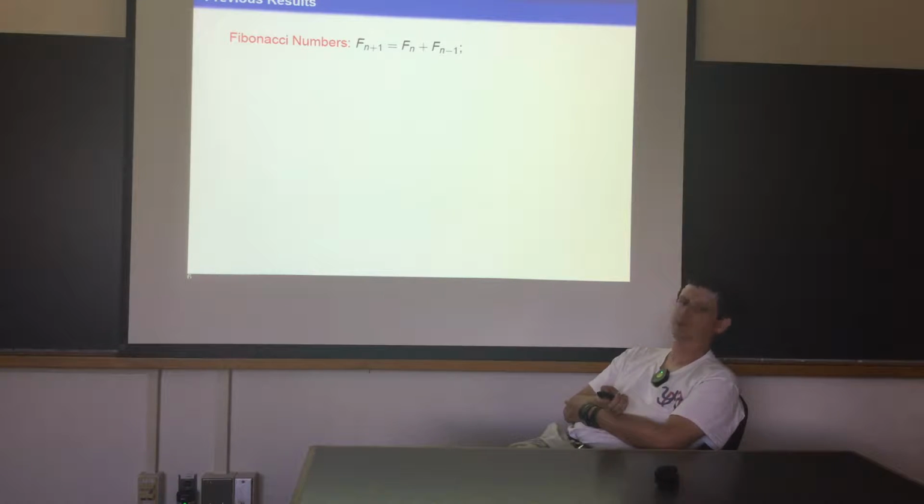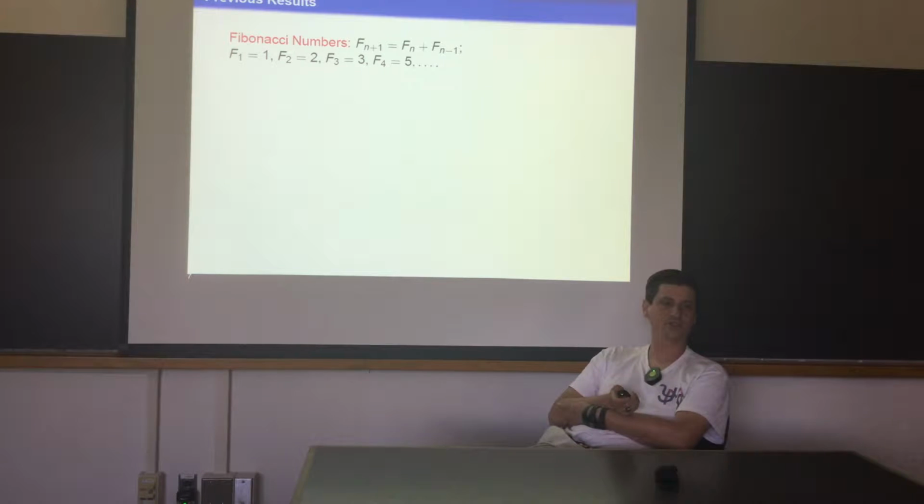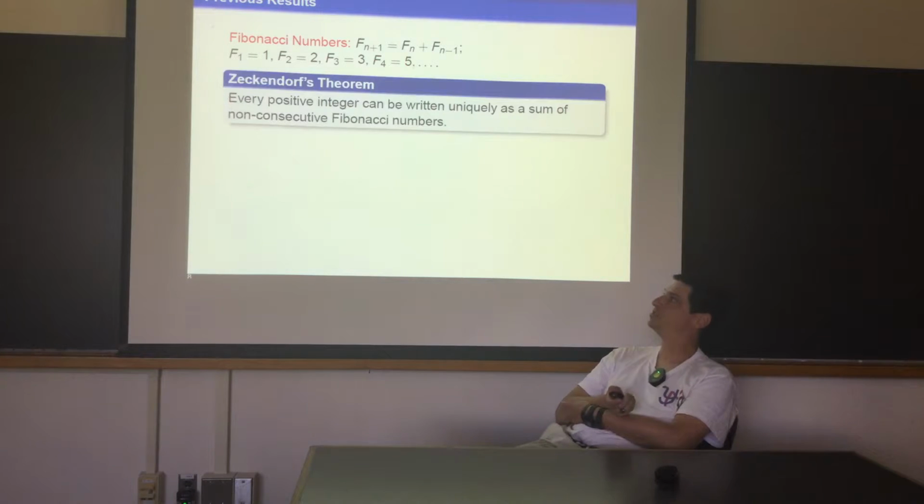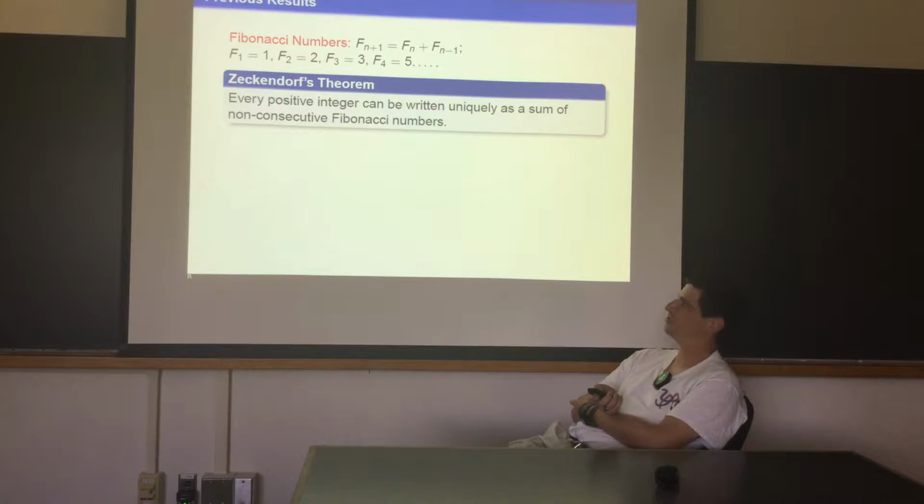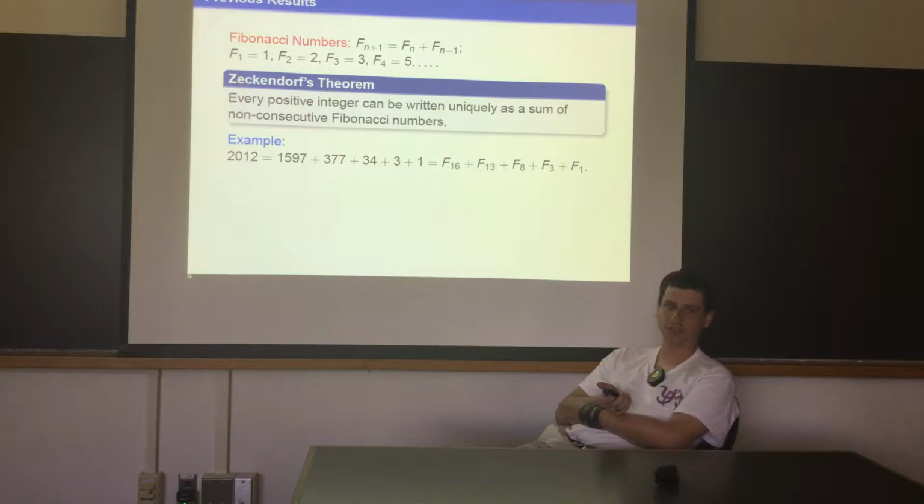Okay. So Fibonacci numbers, we've done these before. F_{n+1} is F_n plus F_{n-1}. We're going to start at 1 so that every number will have a unique decomposition as a sum of non-adjacent Fibonacci numbers. So the standard proof is the greedy algorithm.